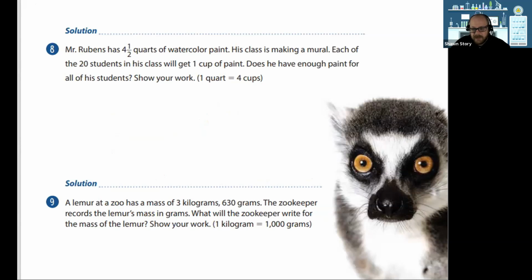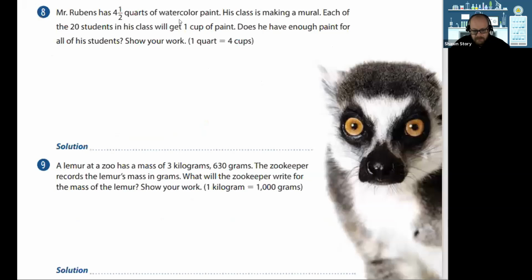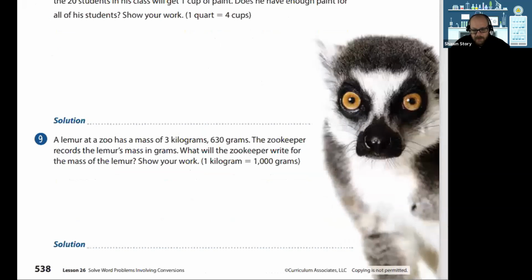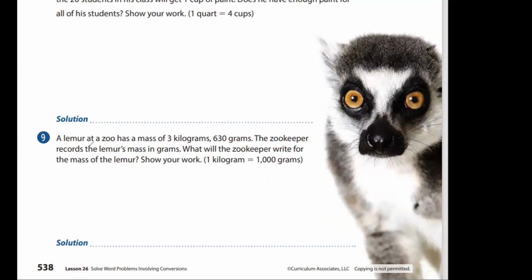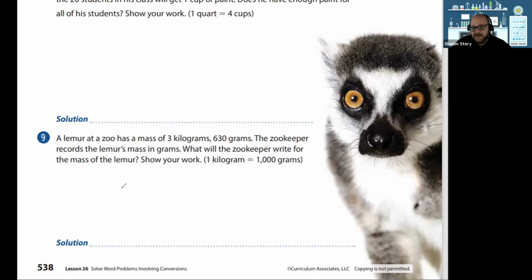All right, number 10. Oh, sorry, did I say number 10? Number 9. Here's number 9. Who could read number 9 for us? I'll do it. Go ahead. A lemur at a zoo has a mass of 3 kilograms, 630 grams. The zookeeper records the lemur's mass in grams. What will the zookeeper write for the mass of the lemur? Show your work.